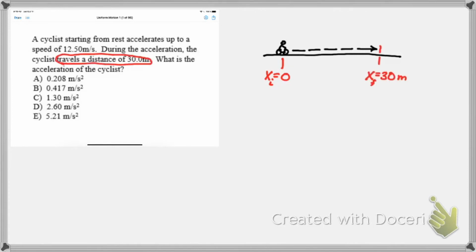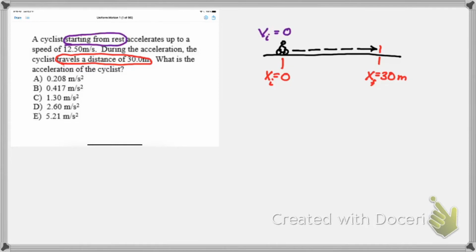Now, of course, I know where the other end is. The problem tells me that the final position is x equals 30. So that's given. But where x equals 0 is, you have control of that. You choose that.